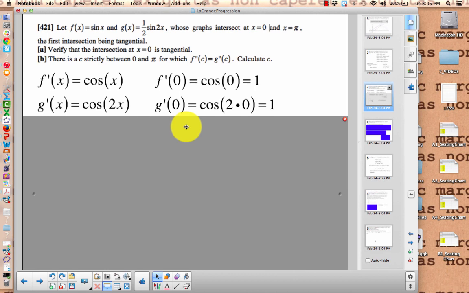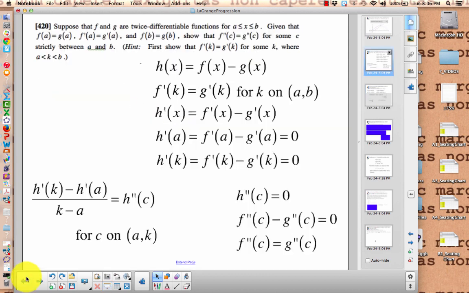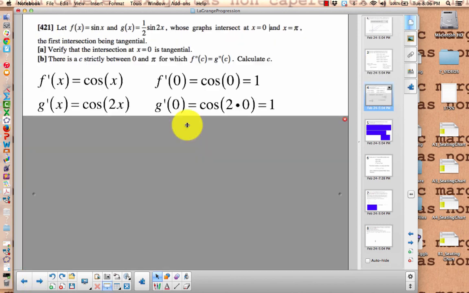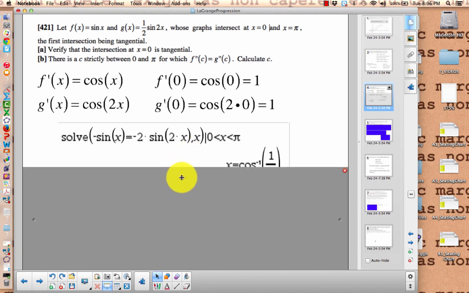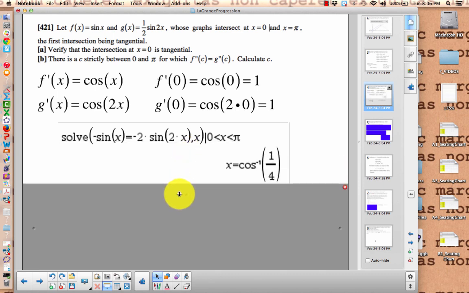B says there is a c strictly between 0 and pi for which the second derivative of f equals the second derivative of g. That's the fact that we proved back here. So they want you to find this value of c. Again, we're going to jump to the calculator to do so. So here I set the second derivative of f, which is negative sine x, equal to the second derivative of g, which is negative 2 sine of 2x.